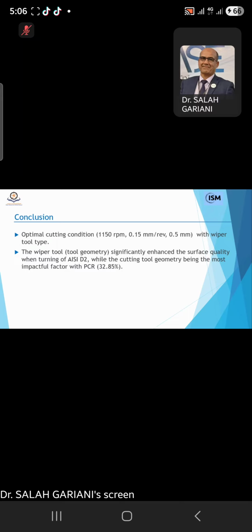The wiper tool or tool geometry significantly enhances the surface quality when turning D2 tool steel, with the cutting tool geometry being the most impactful factor with the percentage contribution ratio of 32.85. This is the key finding of the work, and this is the answer to the questions mentioned previously in the second or third slide. These are all the answers to the questions.